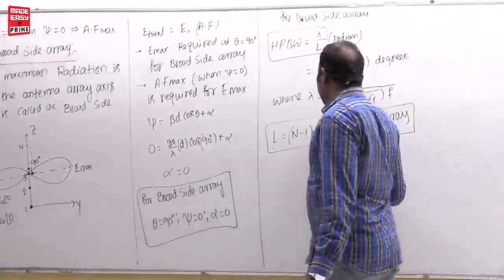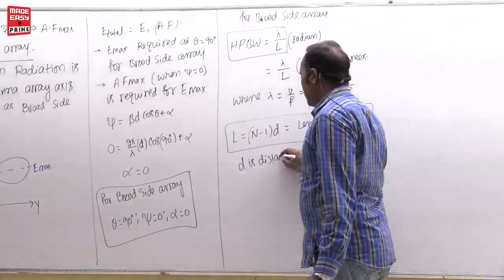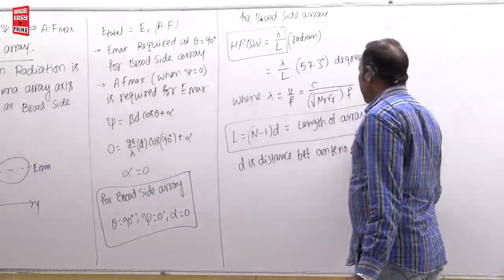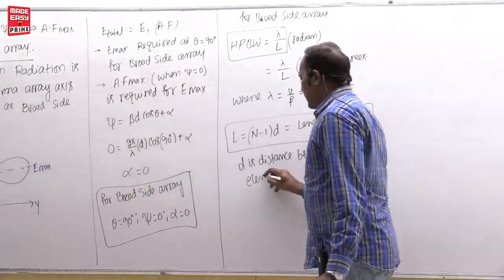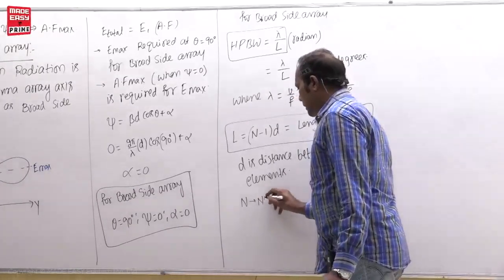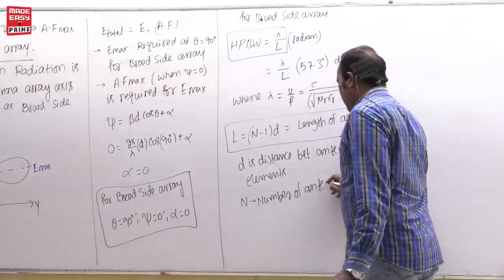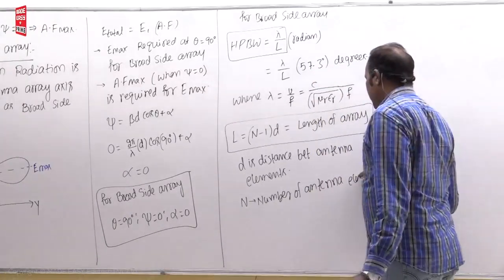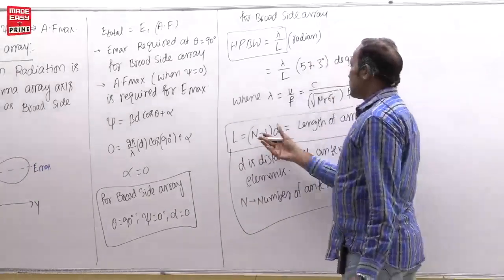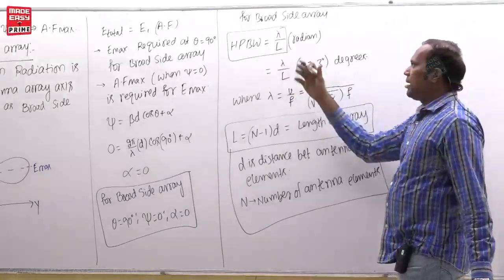So here D is distance between antenna elements. N is actually number of antenna elements. Okay, students. So lambda by L, length by length, it is unitless actually, radian you get.